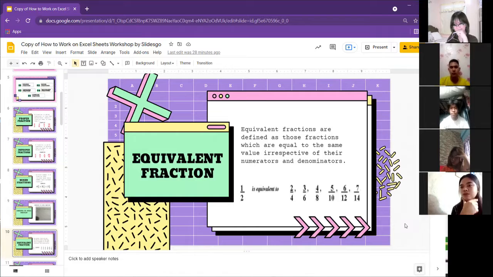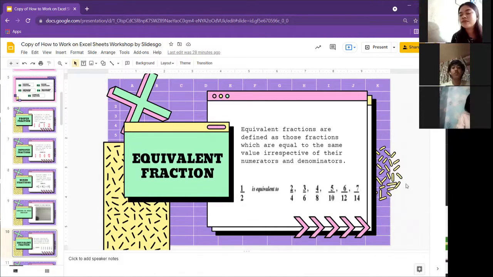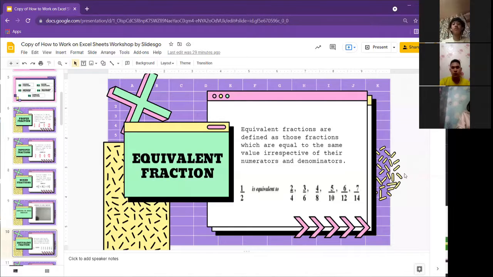Equivalent fractions. Equivalent fractions are defined as those fractions which are equal to the same value, irrespective of their numerators and denominators. Example, 1/2 is equivalent to 2/4, 3/6, 4/8, 5/10, and 6/12. Equivalent fractions can only be made by multiplying and dividing. And whatever I do to the numerator, I've got to do to the denominator.